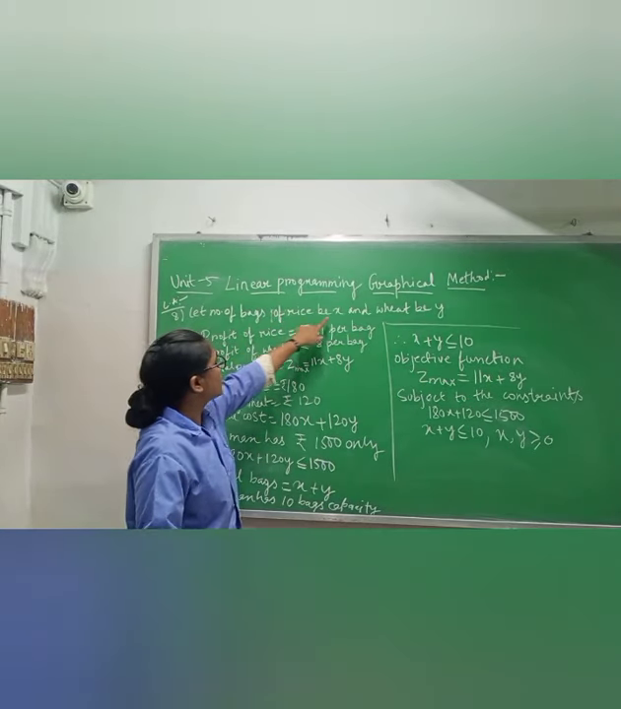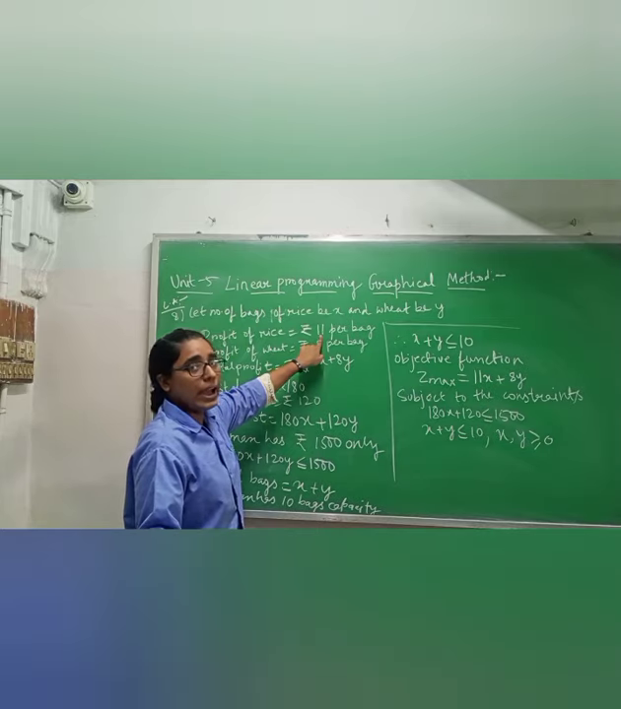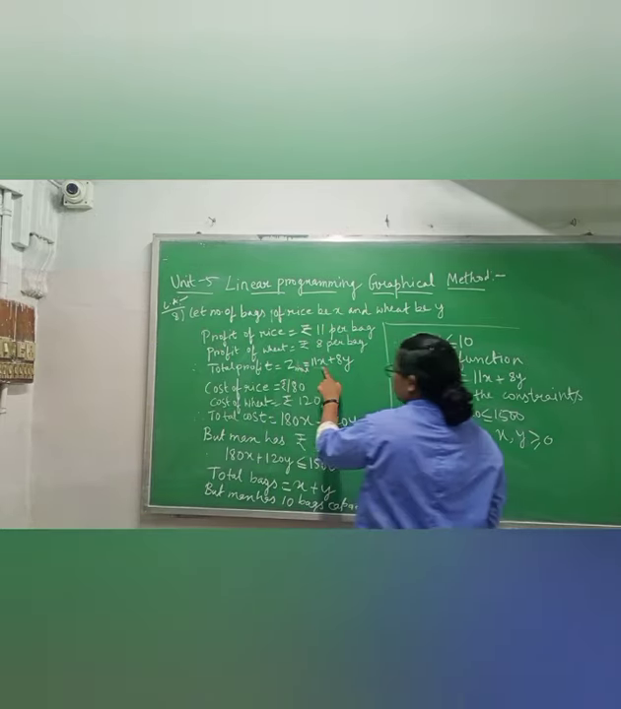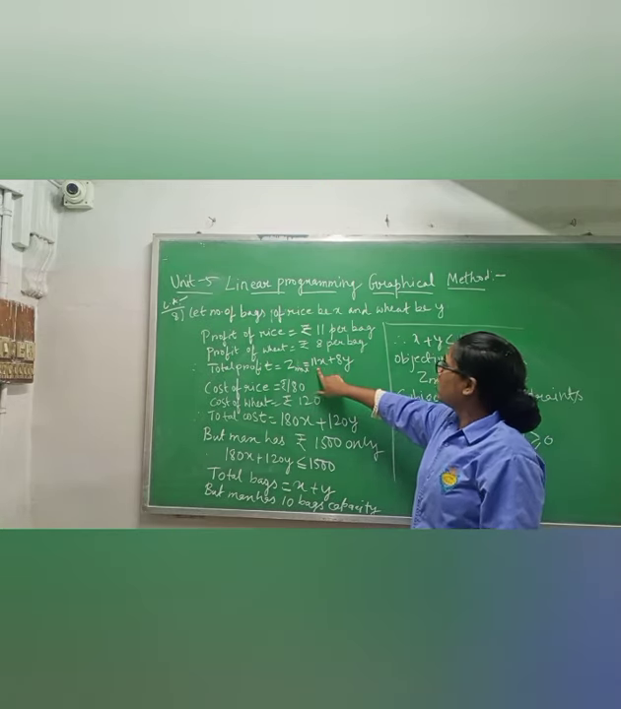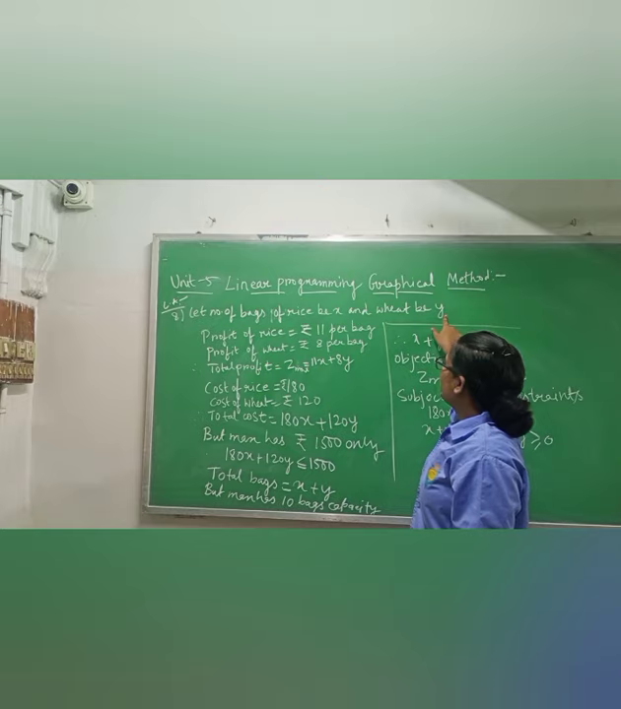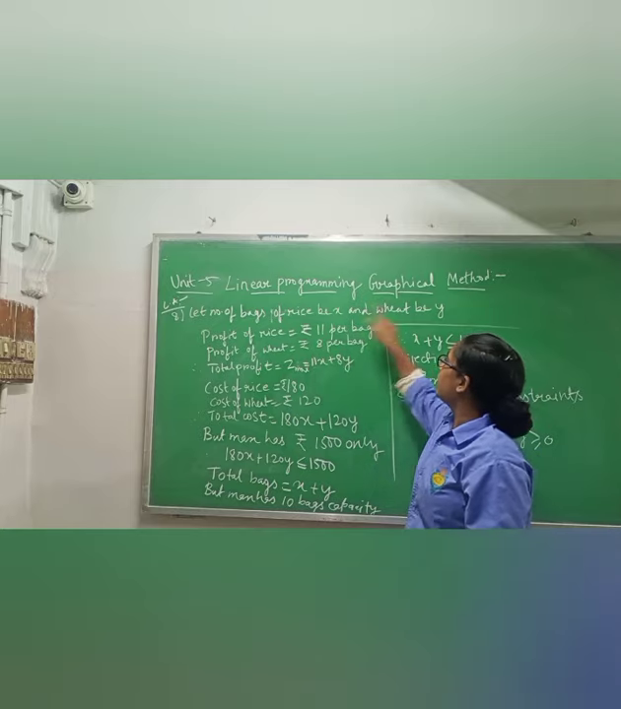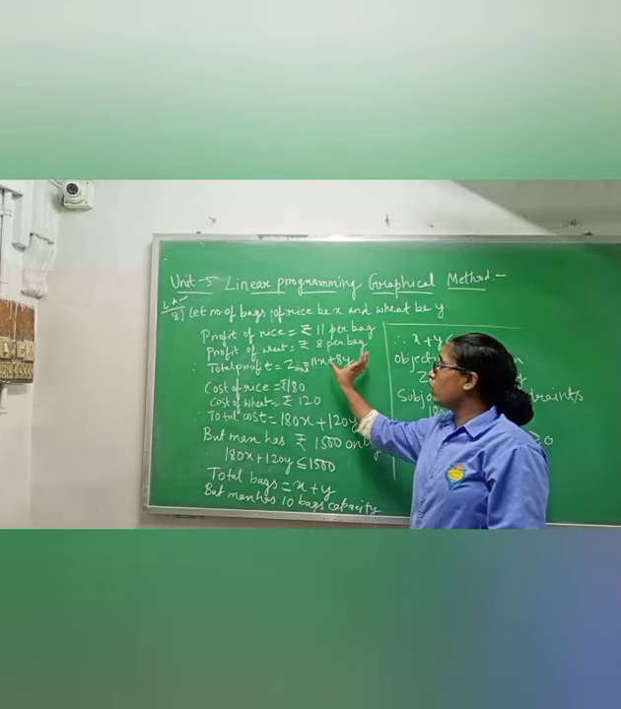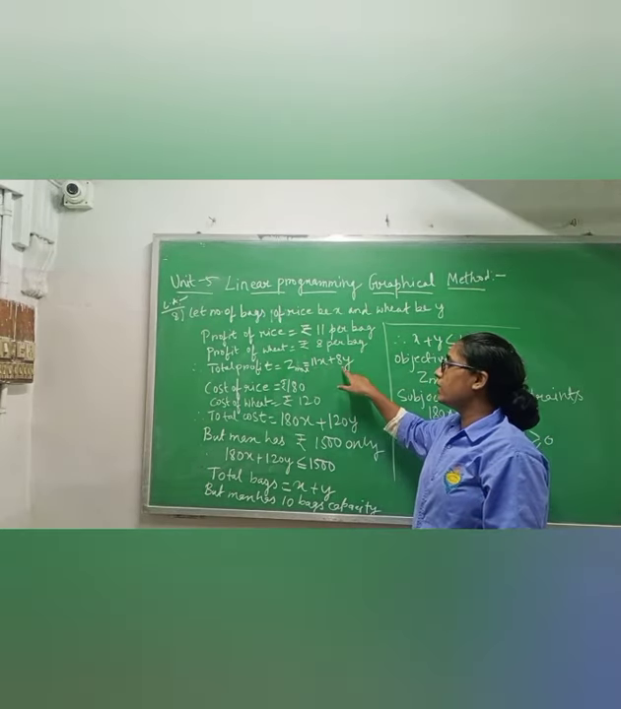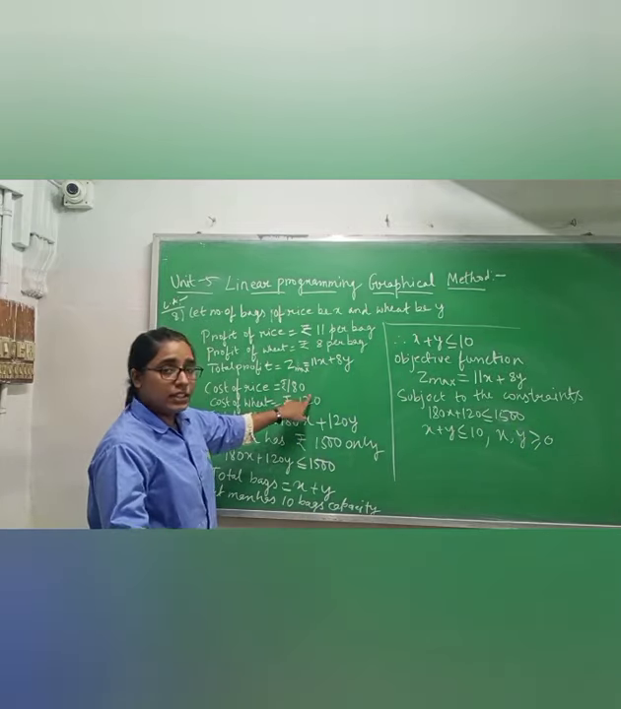So if I have x bags of rice and I am earning 11 rupees profit for each bag, it means 11 into x will give us the total profit for rice. Same thing, if I have y bags of wheat and I am earning rupees 8 as profit in each bag, it means 8 into y will give us the total profit in wheat. So what will be the total profit? 11x plus 8y.